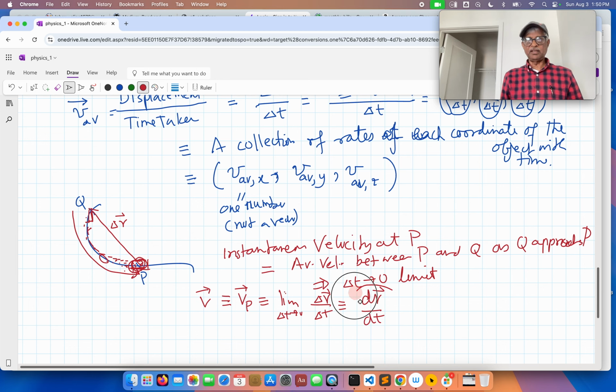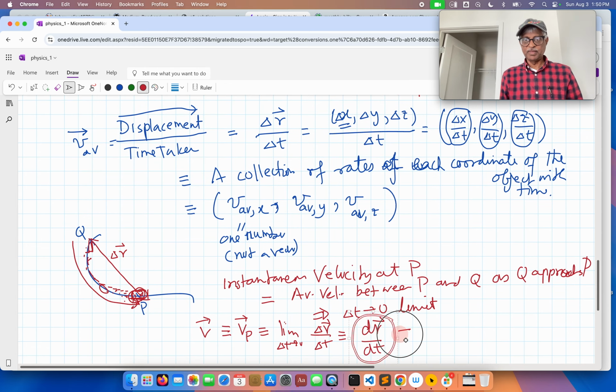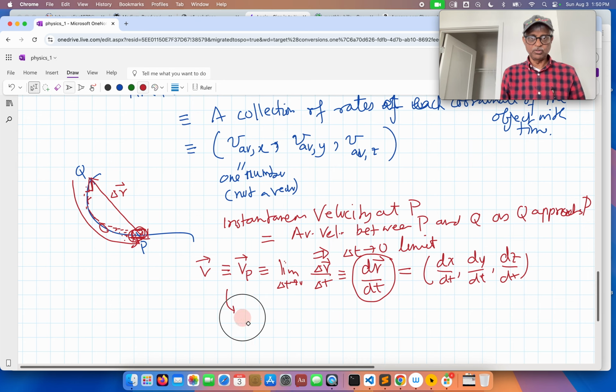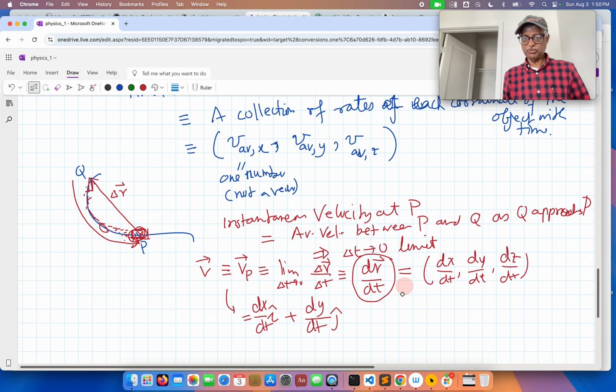So this is like taking a derivative of a vector. And so if I go inside, all of these become derivatives. It's going to be dx dt, dy dt, dz dt. And of course this is a vector, so we should write this much along the i hat direction, dx dt, plus this much along the j hat direction, and this much along the k hat direction.